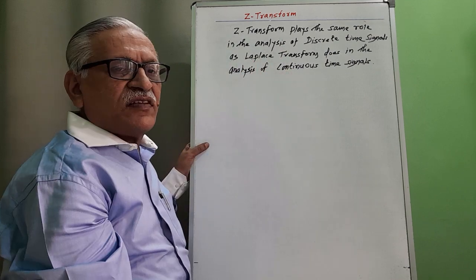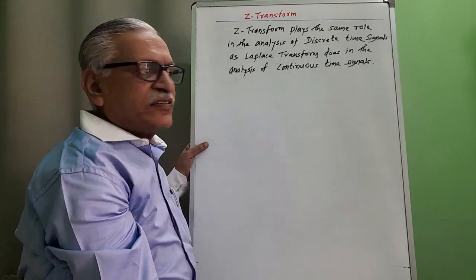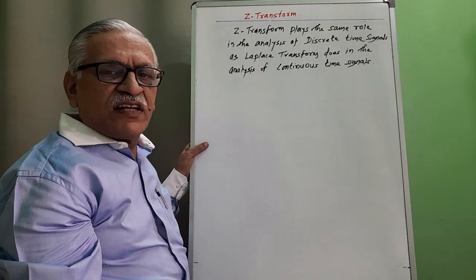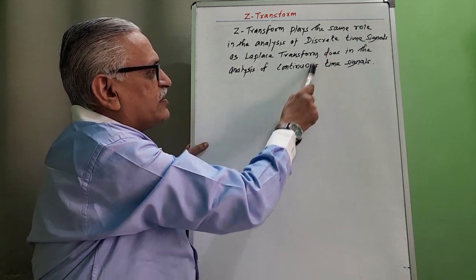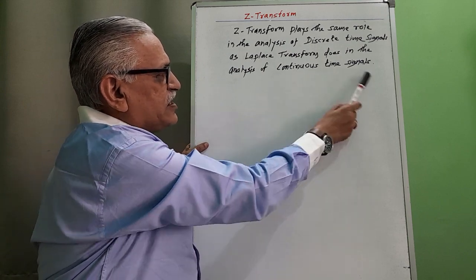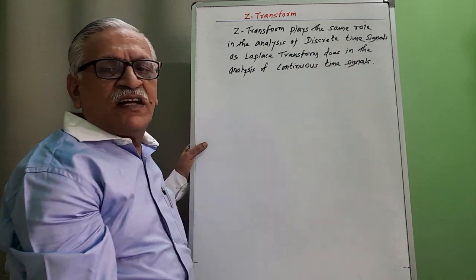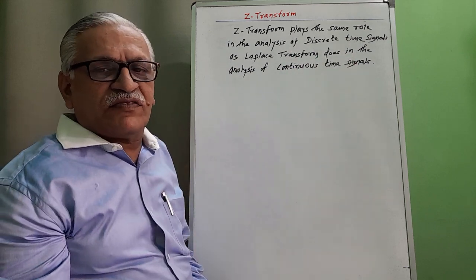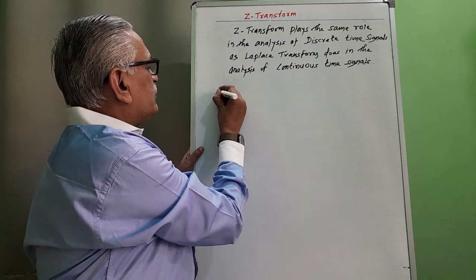Z transform plays the same role in the analysis of discrete time signals as Laplace transform does in the analysis of continuous time signals. This is the basic difference. For Laplace, the signal must be a continuous time signal, and for Z transform, it is a discrete type of time signal. Then we try to define the term Z transform.